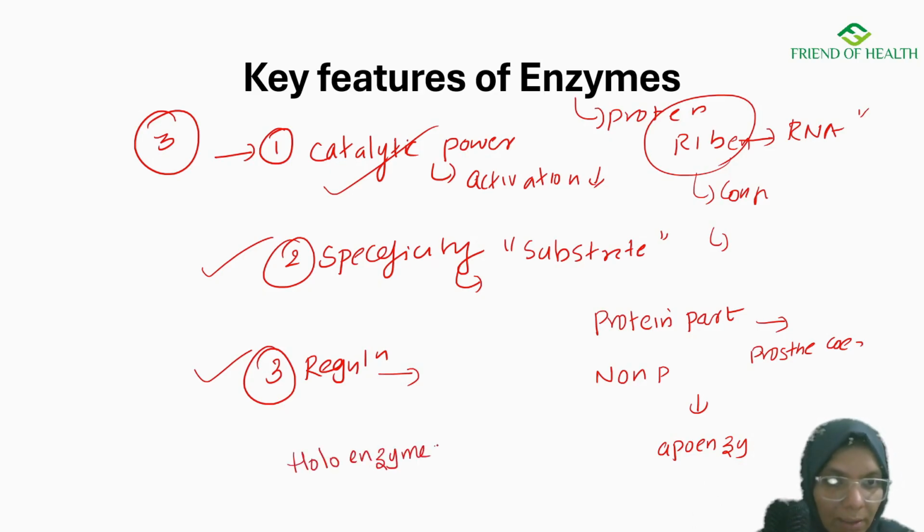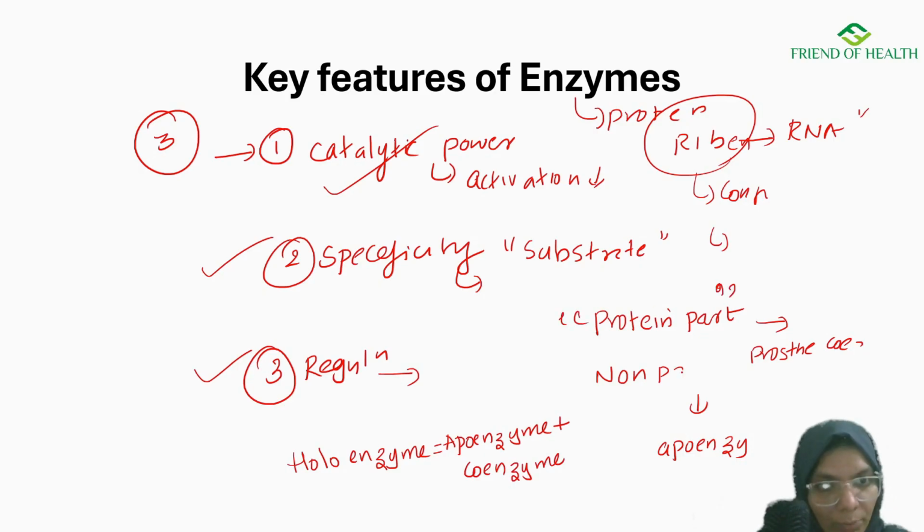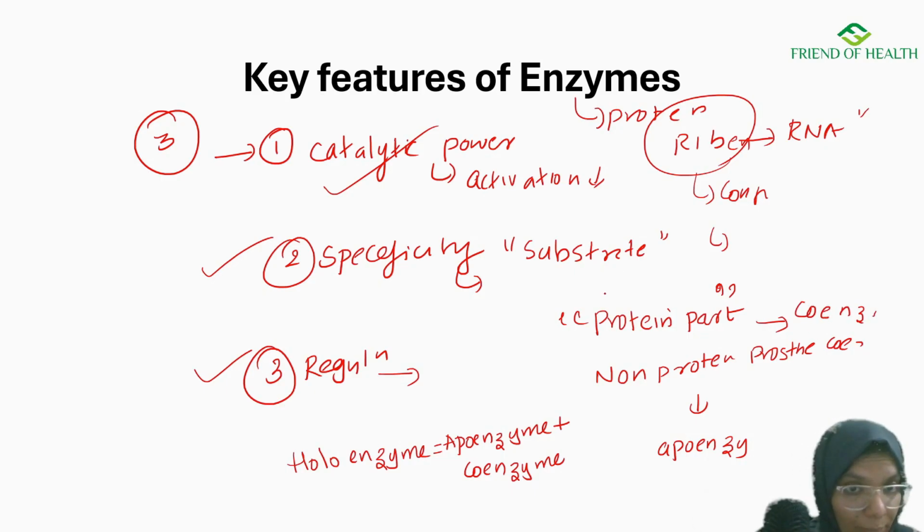Holoenzyme is nothing but apoenzyme plus coenzyme. Once more, some enzymes have a protein part and a non-protein part. The non-protein part is the prosthetic part, that is the coenzyme. The protein part is apoenzyme. Remember, apoenzyme plus coenzyme is holoenzyme.